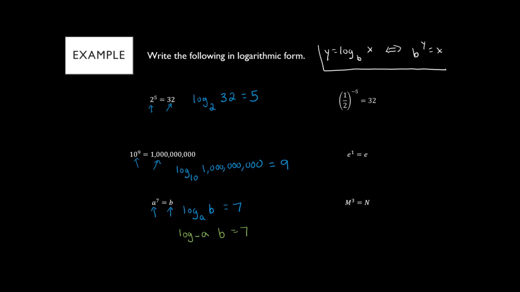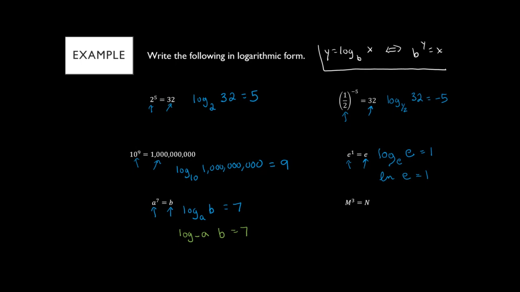So top right here, my base is 1/2, so it's going to be the log base 1/2 of 32 equals my exponent, which is -5. Here we've got E, so log base E, or you could write the natural log of E, because that's the other E, equals 1. So this is also natural log E equals 1.